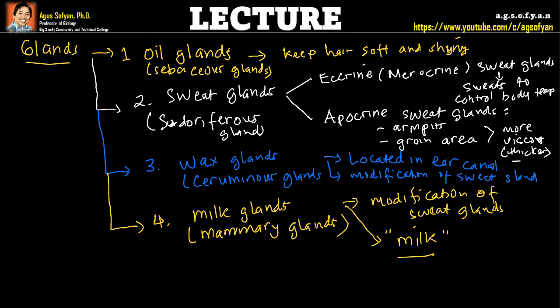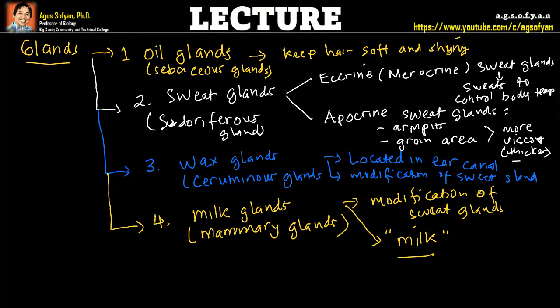And the third gland is called the wax gland. This is actually a modification of sweat glands that's located in the ear canal. And the last one is milk gland. This is also another modification of sweat glands. It is located in the breast, and it has a function to produce milk.